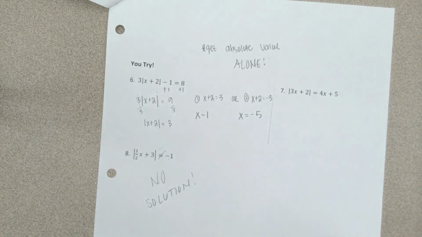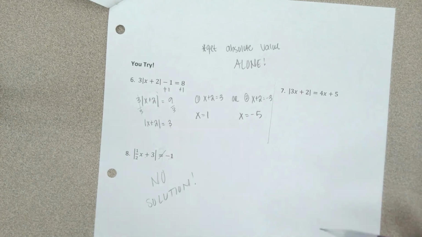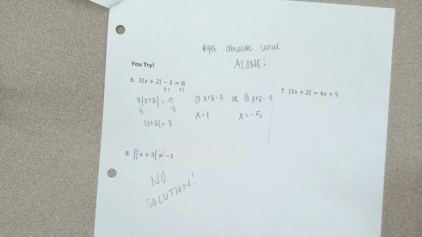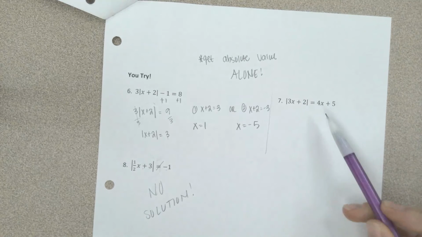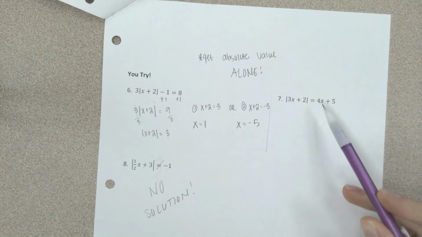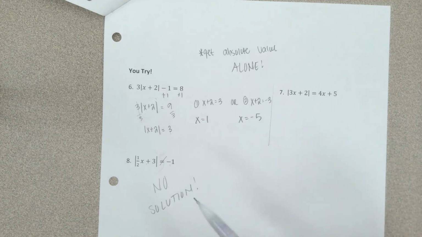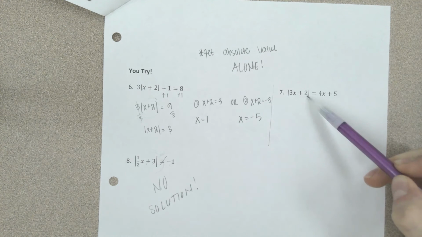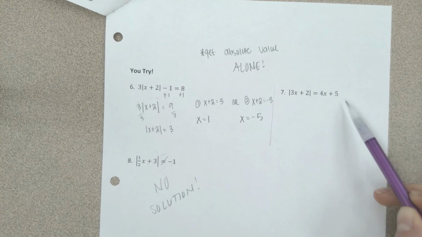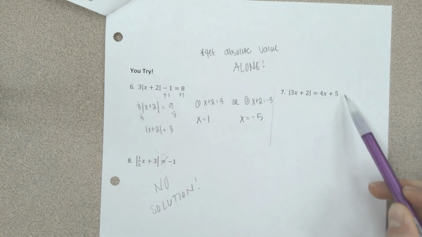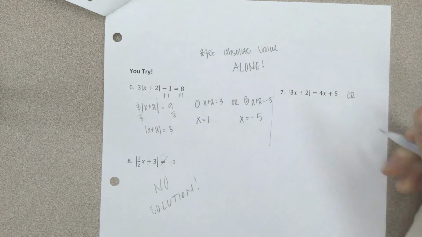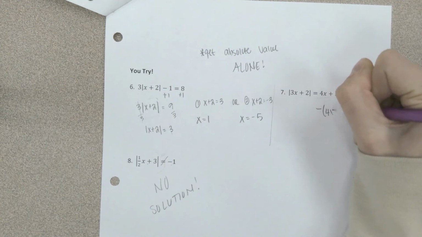Now, for example 7 here, I don't know why I just picked up a pen. Definitely don't want to use pen. There is another x on this right-hand side here, right? Which looks a little bit different than our other problems. But we're going to take the same steps, okay? So this absolute value is by itself. It can either equal this, or it can equal negative 4x plus 5.